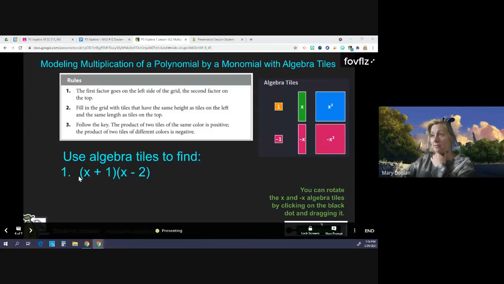But now we're going to look at this here. So we have a binomial and a binomial being multiplied together. The rules are exactly the same. So the first factor goes on the left side of the grid and the second factor on the top. And we fill in the grid with tiles that have the same height as the tiles on the left and the same length as the tiles on the top. If you follow the key right here, the product of two tiles of the same color is positive. The product of two tiles of different colors is negative. And you can also rotate the x and negative x tiles by clicking on the black dot and dragging it.